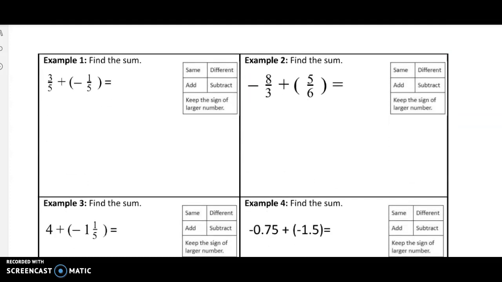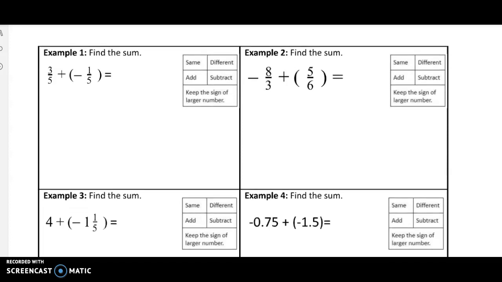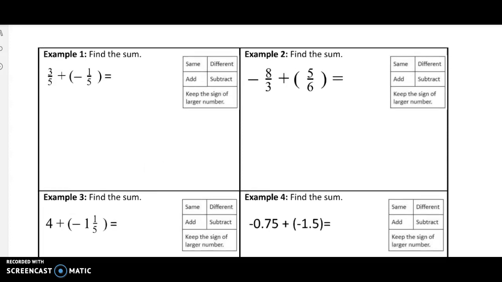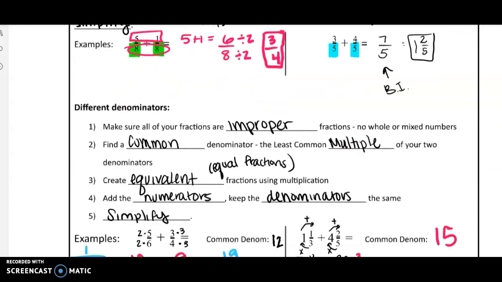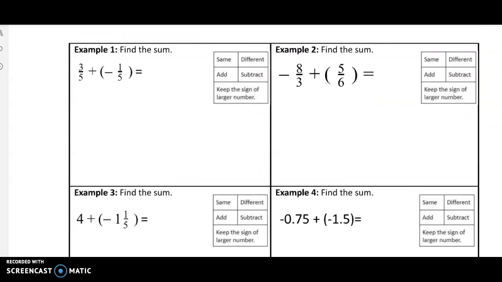All right, so example 1. We need to ask ourselves first if they have the same denominator. So just like we did up here, we're going to see, do they have the same denominator or different denominators? For example 1, they have the same denominator. And so we don't have to find a common denominator, so we can just go straight into our addition rules. So ask ourselves, are they the same or different sign? No, they're not. They are different signs. This one is negative, and that one is positive.